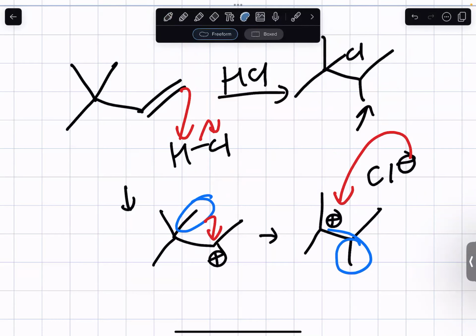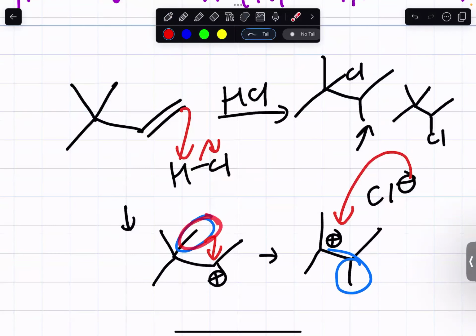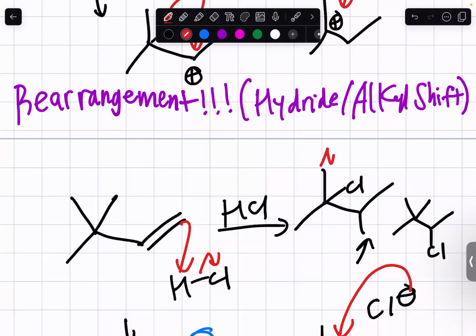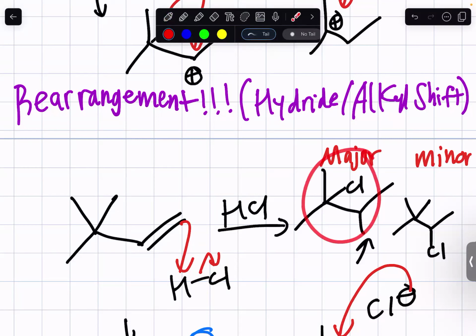A lot of people would say that this is the product right here. They forget about the methyl shift. They just attack the Cl to the more substituted carbon, right? Because the rearrangement shift, which is the hydride or alkyl shift, is the most commonly forgotten step, right? So this is major, this is minor, because this goes through a more stable carbocation intermediate. This goes through a less stable carbocation intermediate.